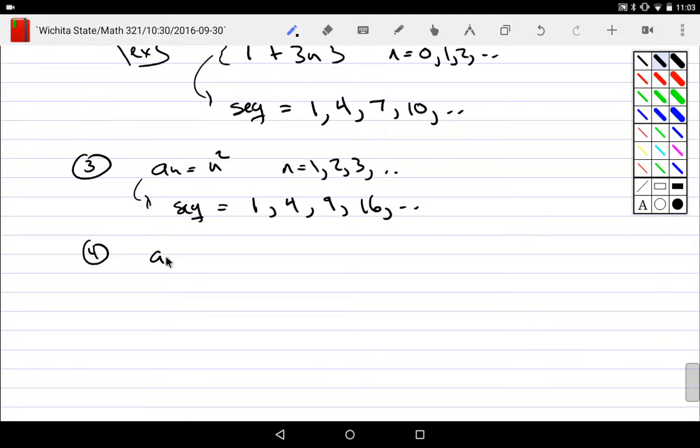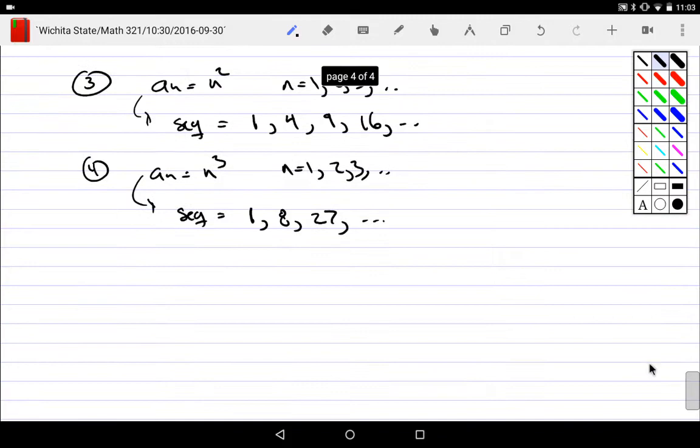We should be able to recognize the cubes. What's the sequence of the cubes? What's 1 cubed? 2 cubed? 3 cubed? All right, we should be able to recognize a little bit of the sequence of the cubes, a little bit of the sequences of the squares, and just a straightforward power.